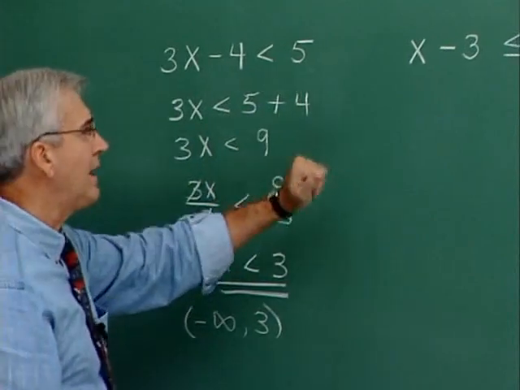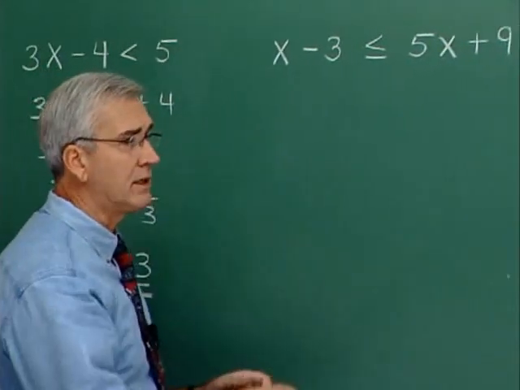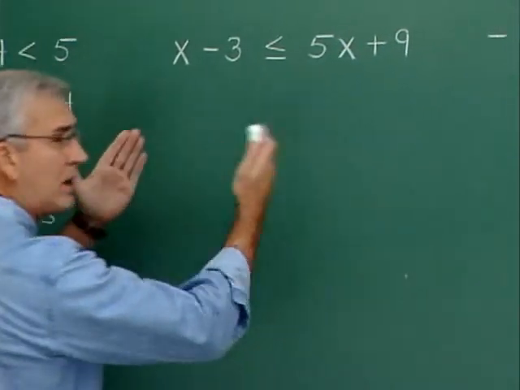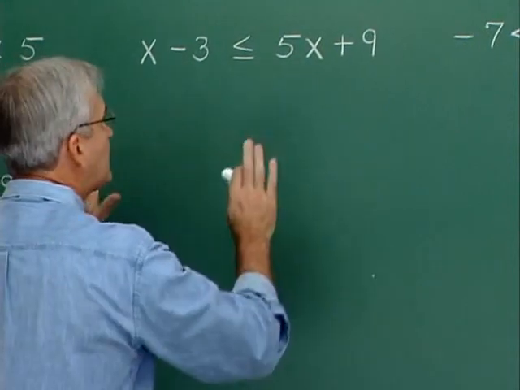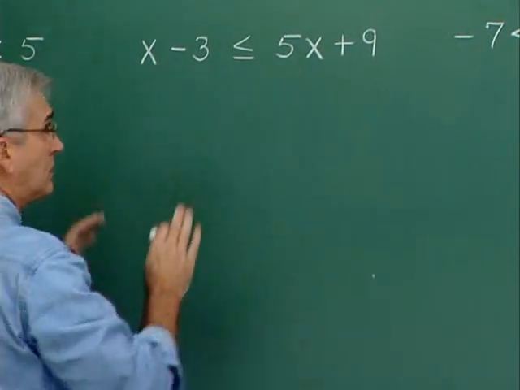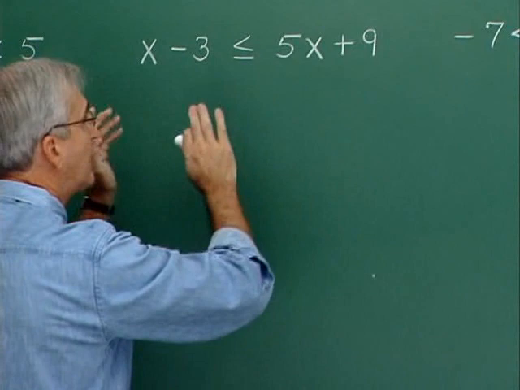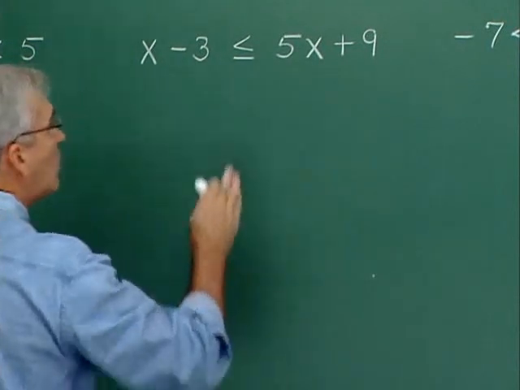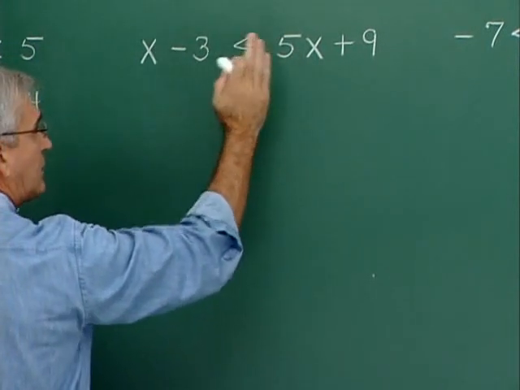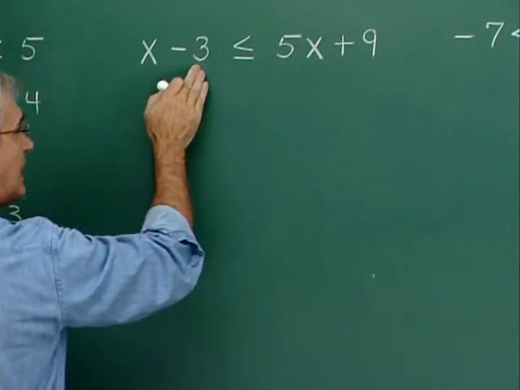All right, here's one where we have x on both sides of the inequality symbol, and we go through it the same way that we did before. Let's say that we want the terms involving x on the left and the terms that are constant on the right. We would subtract 5x on both sides to clear this. We would add 3 on both sides to clear this.